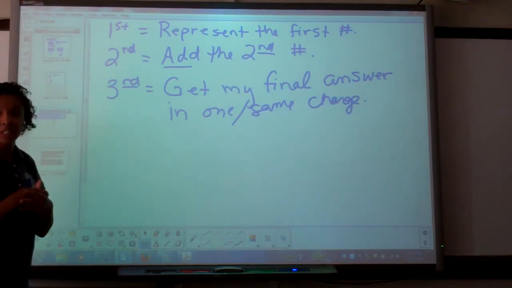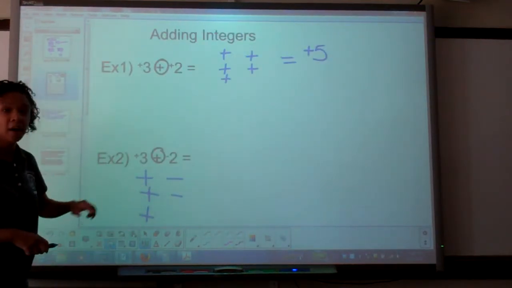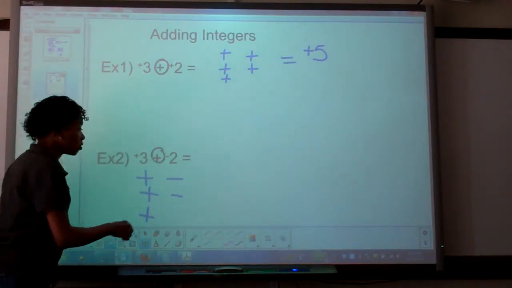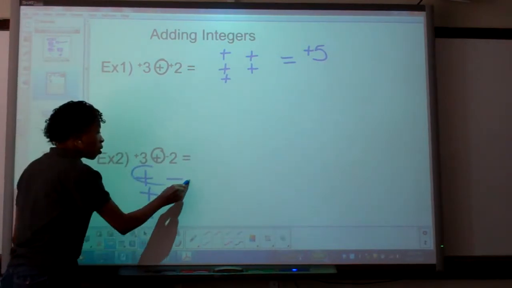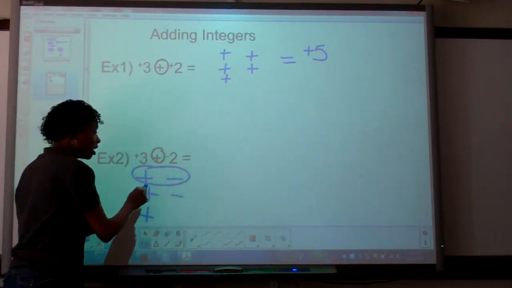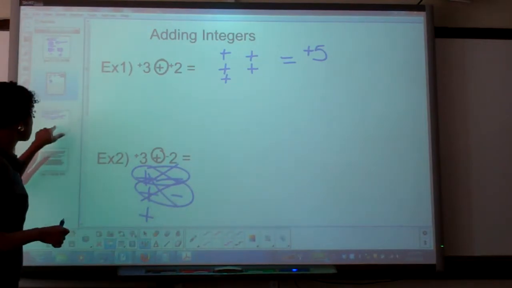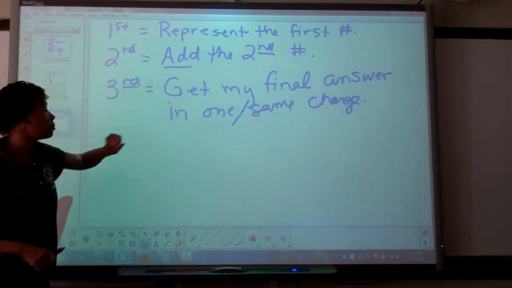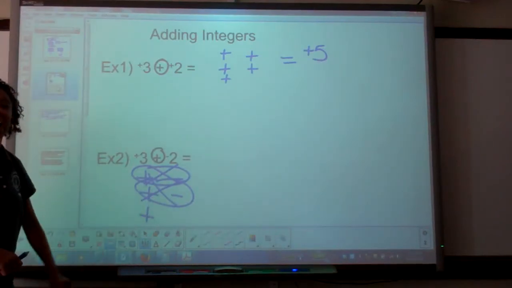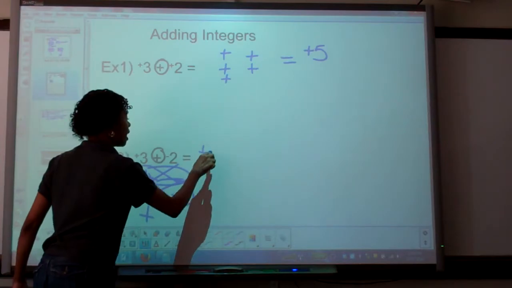Get the final answer in the same charge. Well, let's see what our final answer should be here. Final answer, we need to get rid of the zero pairs. How many zero pairs are there? One, a positive and negative, which we did in the very first slide, is worth nothing. That's gone. And there's a second zero pair. That's gone. That means that our final answer should be in the same charge. And is it at this time? It is. So that means a positive 3 plus a negative 2 is equal to a positive 1.